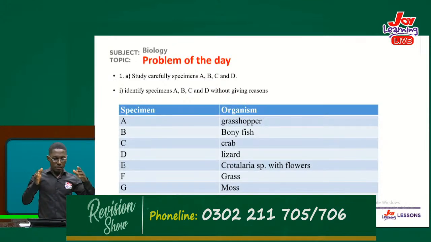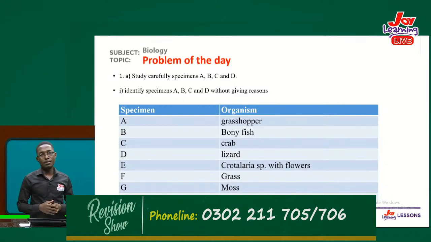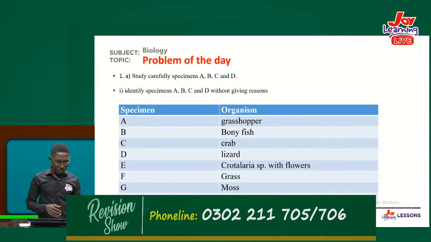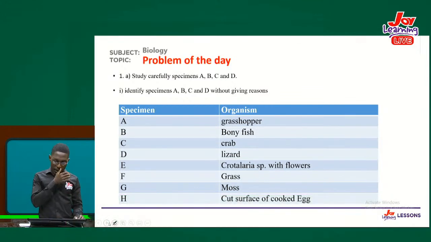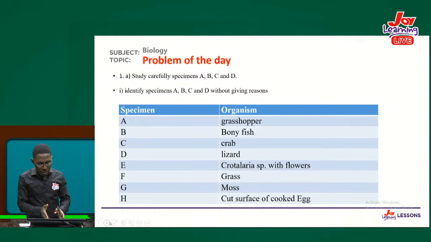You are given specimens A, B, C, D, E, F, G, and H: grasshopper, bony fish, crab, lizard, Crotalaria with flowers, grass, moss, then the cut surface of a cooked egg. The first question was, study carefully A, B, C, D, and identify them without drawing. So you write the names of the organisms I have here.